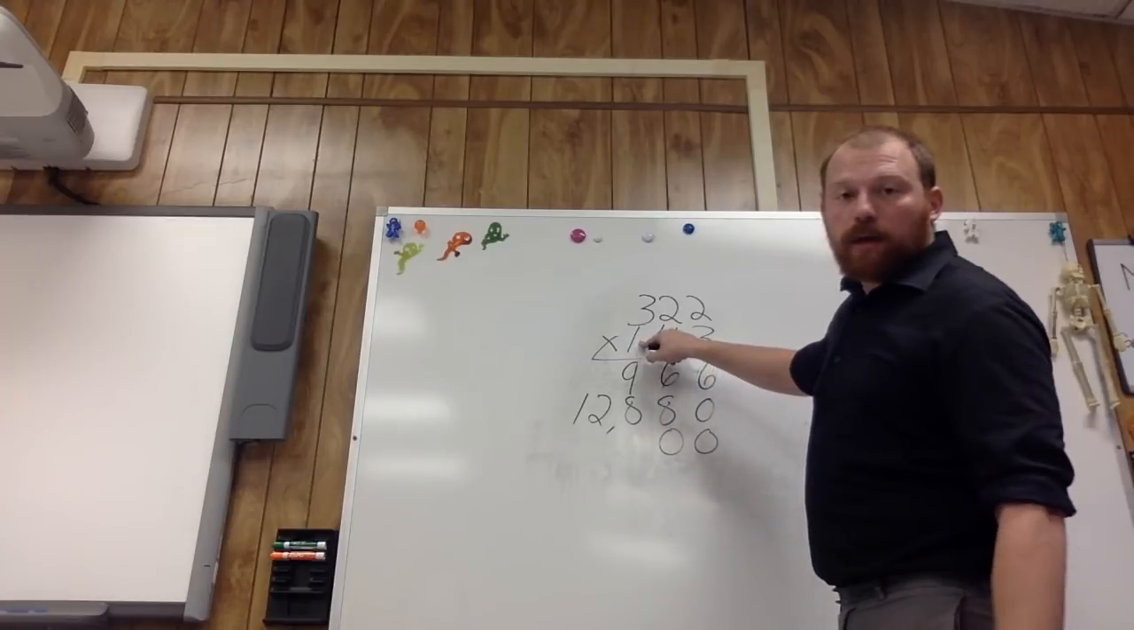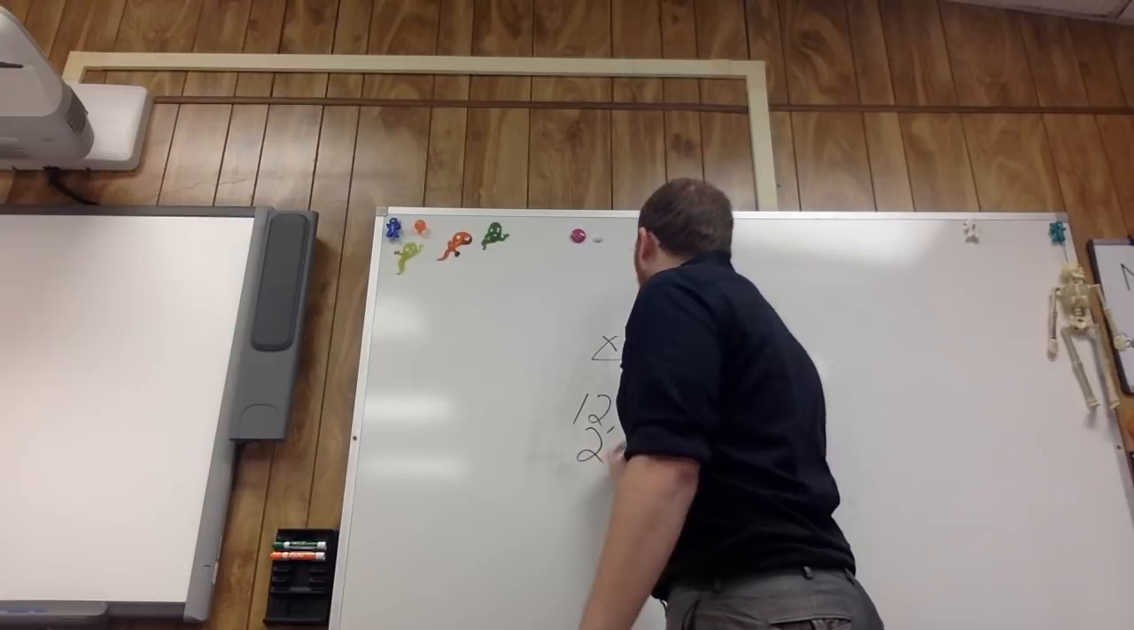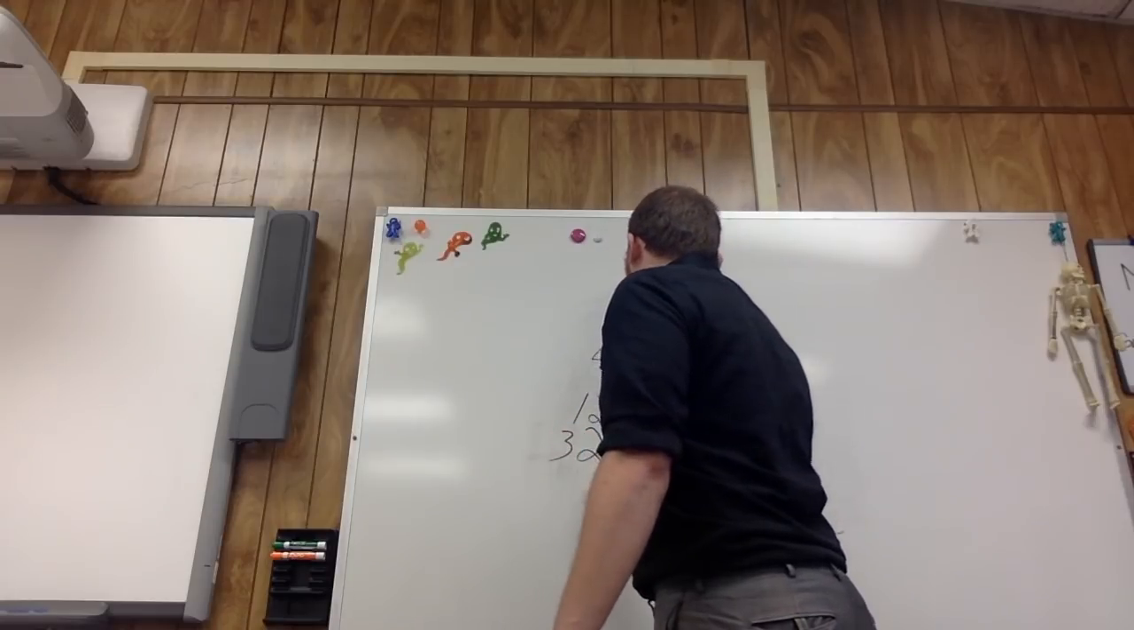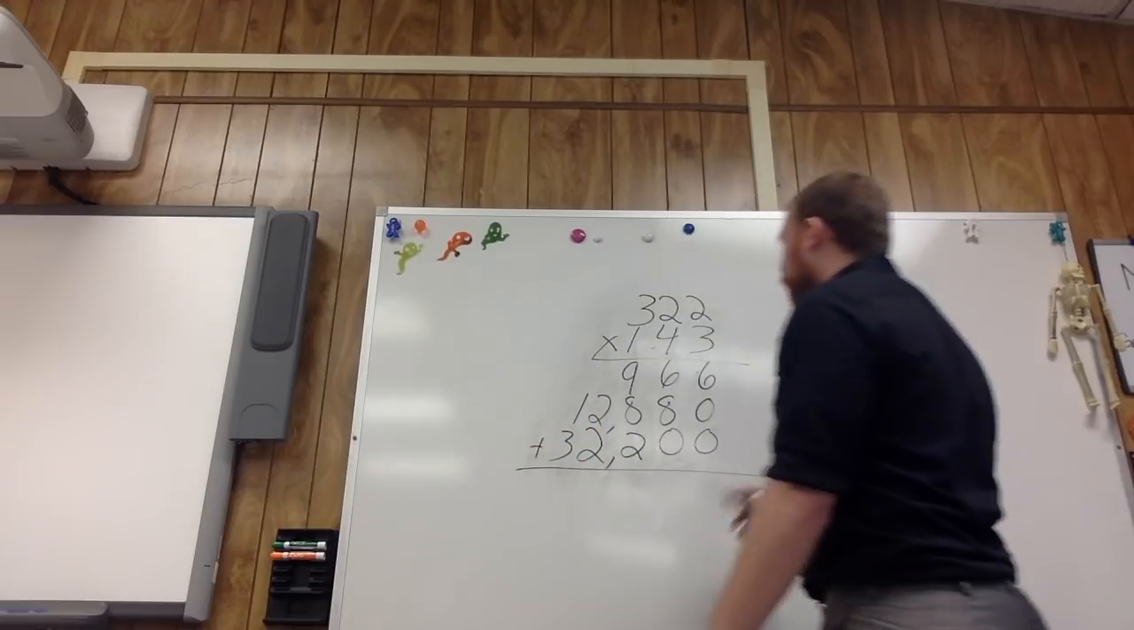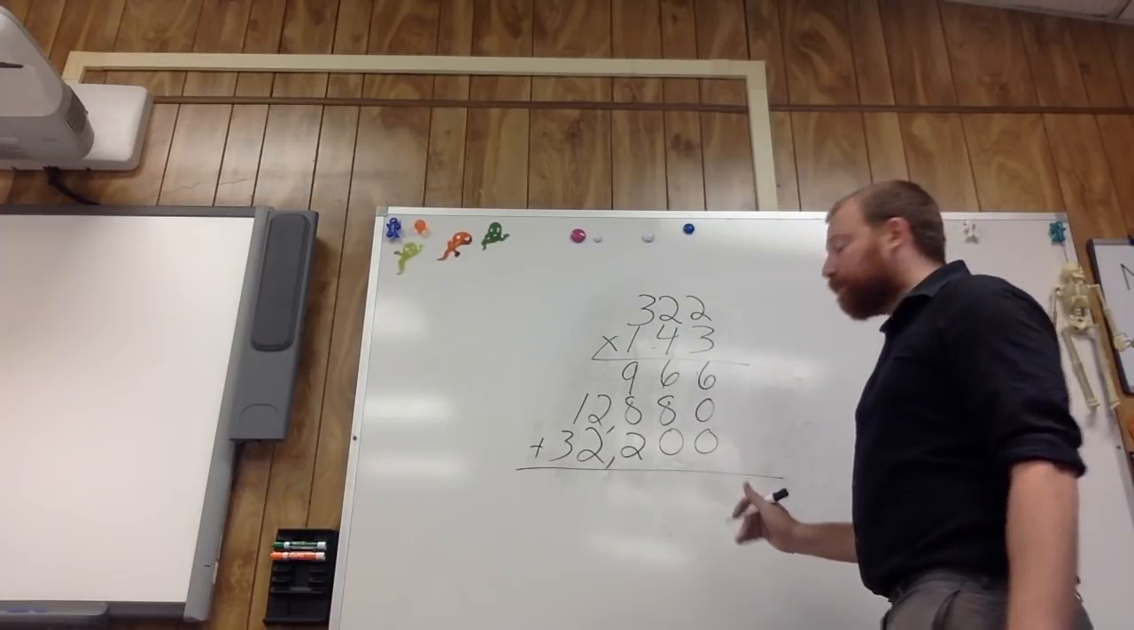So then you go back and multiply. 1 times 2, which is 2. 1 times 2 again, which is 2. 1 times 3, which is 3. Now you're done. There's no more numbers. We can just add everything up the way we need to add them.